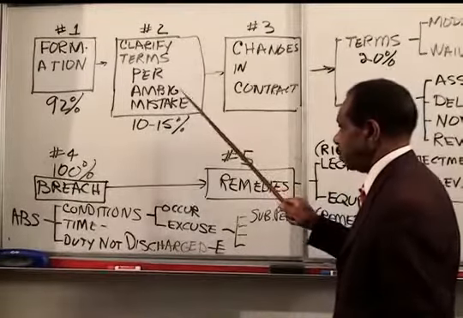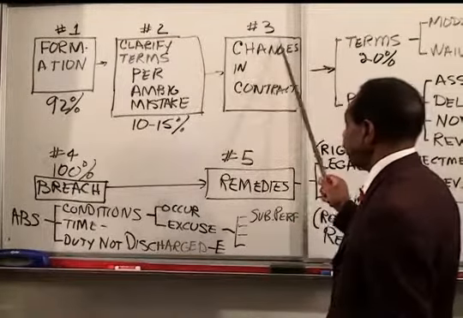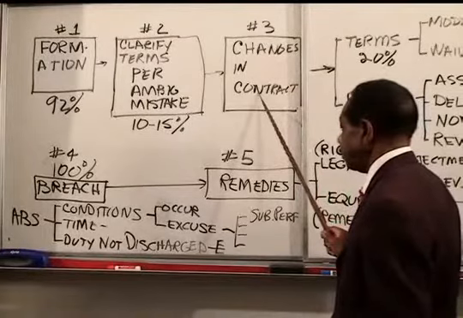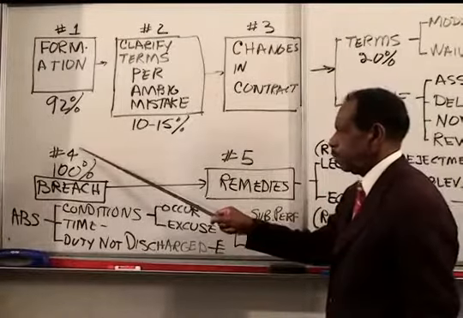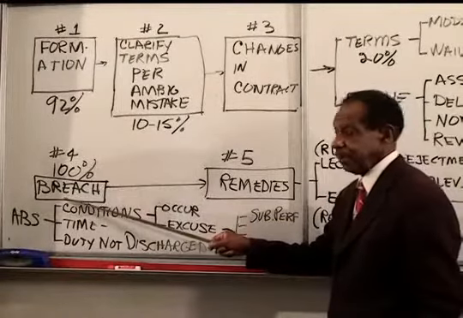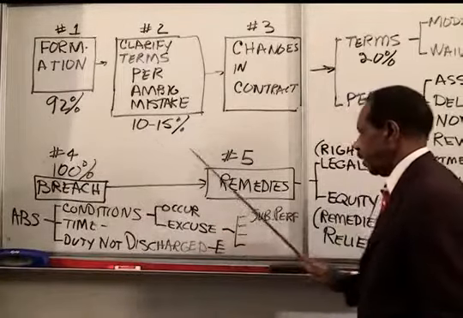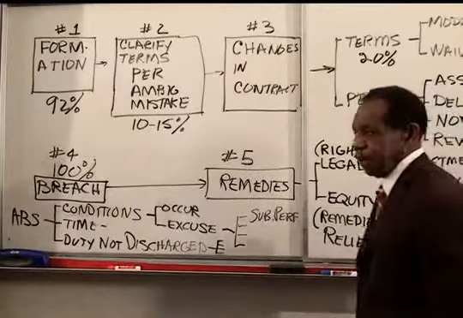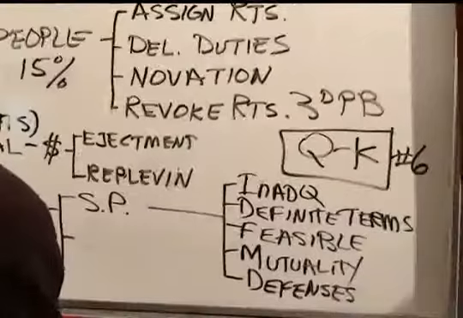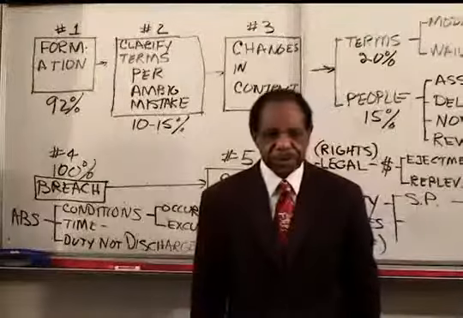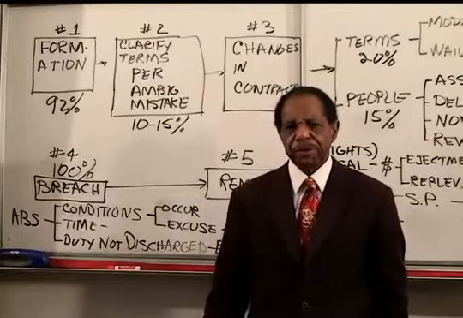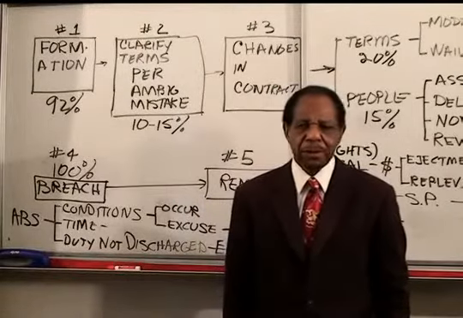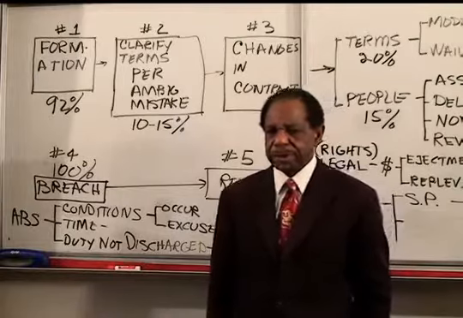Part 2, clarifying the terms. That's parol evidence rule, ambiguity, mistake. Part 3, changes in the contract. Part 4, was there breach of contract? Part 5, the remedies that you can get for breach. And Part 6 is quasi-contract. And again, Part 6 is when you don't have a contract, or you had one, but it came to an end before the contract was completed.